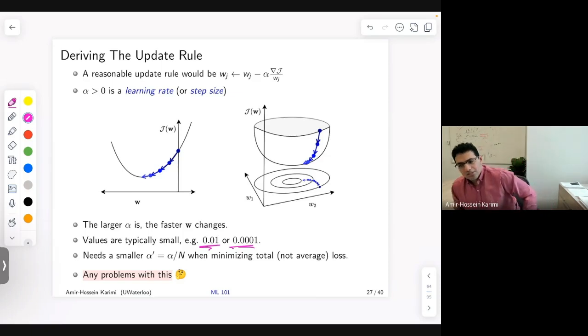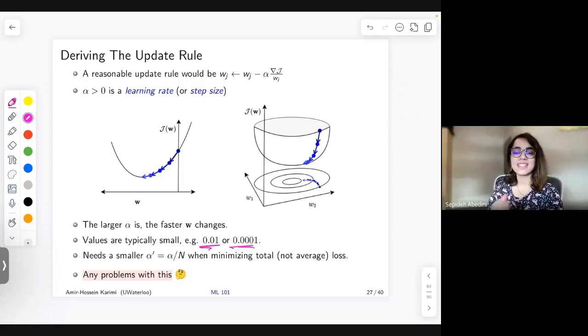Now, does anyone see any problems with this approach? Yes, Sepida. So as we said last session, alpha is a hyperparameter. I mean that if we choose alpha smaller, we will hit the target slowly. But if we choose alpha bigger, we may not hit the target.